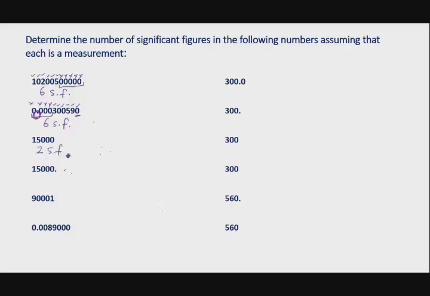2, 5, 5, 5 again, 4, 3, 1. Now in the next 300, I intended to actually put an overbar above one of the zeros, which then makes this number have 2 significant figures. This one has 3, and this one has 2 as well.